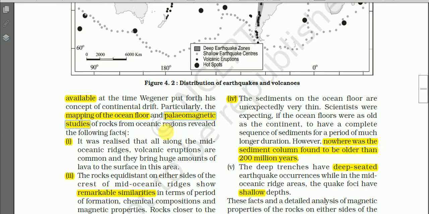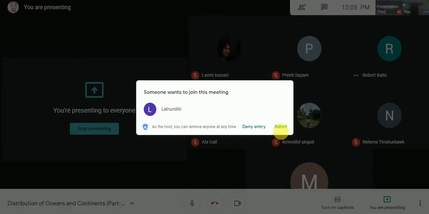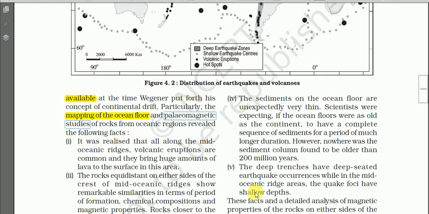So paleomagnetic studies. Paleo means ancient. Paleomagnetism is the study of the record of the Earth's magnetic field in the rocks, sediments, etc. Magnetic materials in the rock can lock in a record of the direction and the intensity of the magnetic field when they form, and the study of this is known as paleomagnetism.